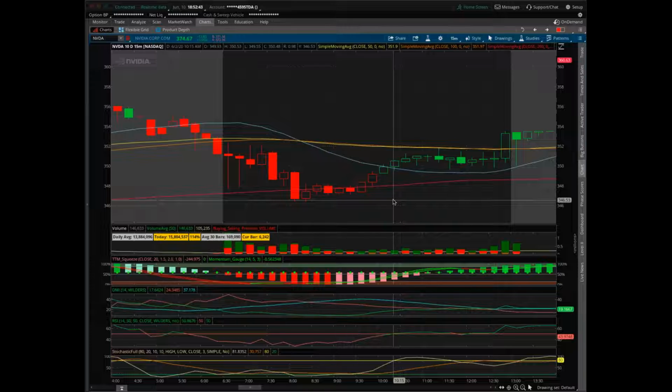When we're drawing our lines, do we include the wick or do we not? No, wicks are always important. Okay.